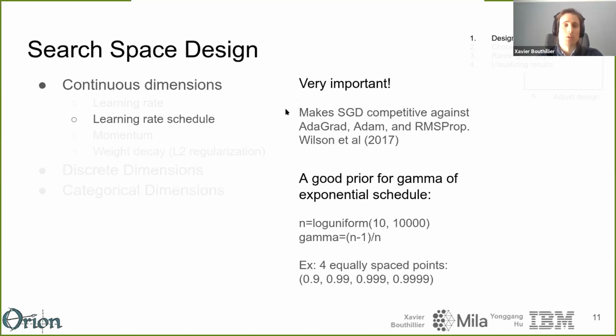And also in the work of Wilson et al. By the way, all the references that you see here are listed at the end of the slides that I will share with you, so you can have access to all of these papers and read them if you're interested. And so as has been shown by Wilson et al., adjusting the learning rate schedule and giving enough budget for a good adjustment of it makes SGD competitive to most other optimizers and can even make it outperform them in terms of generalization. So it's a very important hyperparameter.